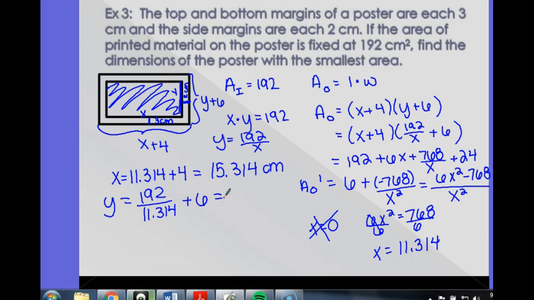So 22.970, because it was 16.97. That's what I was saying. Like, I didn't write it down. I wrote 17. Like, I rounded it. 22.970. Good.